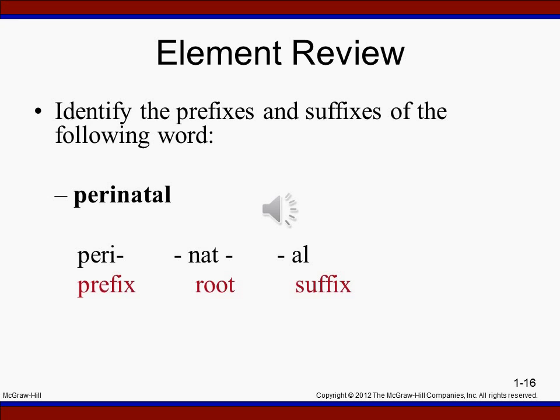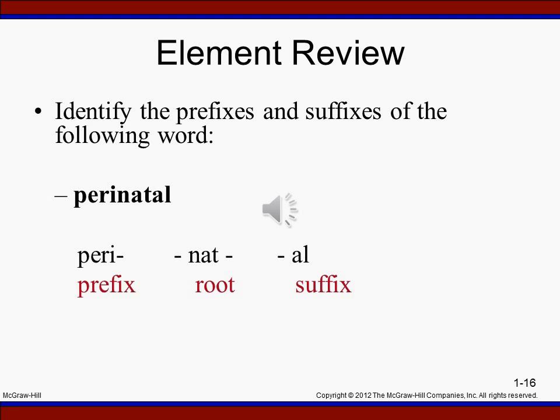Alright, time for a review. I want you to identify the prefixes and suffixes of the following word, perinatal. Let's begin with the suffix, al. The suffix al means what? Means pertaining to. Let's go to the prefix next, which is peri. And the prefix peri means what? Means around. The root word in this word perinatal is nat. And nat means birth.